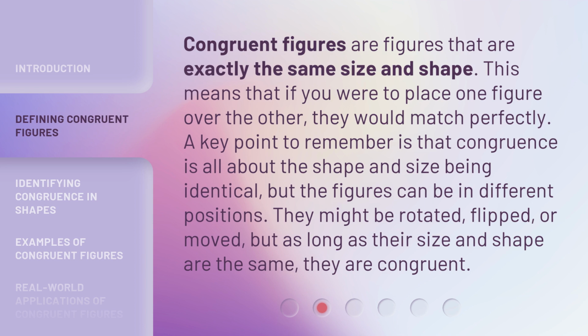Congruent figures are figures that are exactly the same size and shape. This means that if you were to place one figure over the other, they would match perfectly. A key point to remember is that congruence is all about the shape and size being identical, but the figures can be in different positions. They might be rotated, flipped, or moved, but as long as their size and shape are the same, they are congruent.